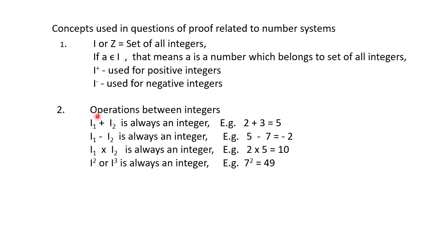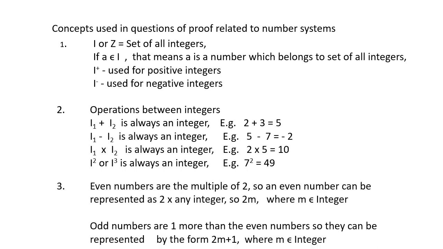It means I1 plus I2, the sum of two integers, can be written as an integer. I1 minus I2, the difference of two integers, can be written as an integer. I1 into I2, the multiplication of integers, can be written as an integer. I square and I cube can be written as an integer. It is just a generalization process. We will go to the question.